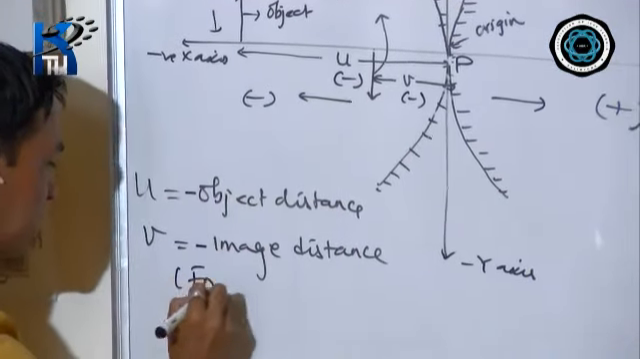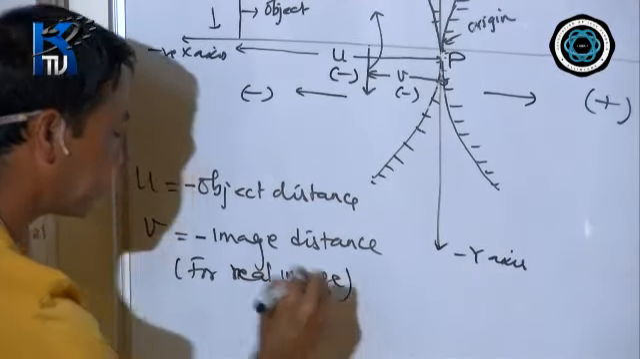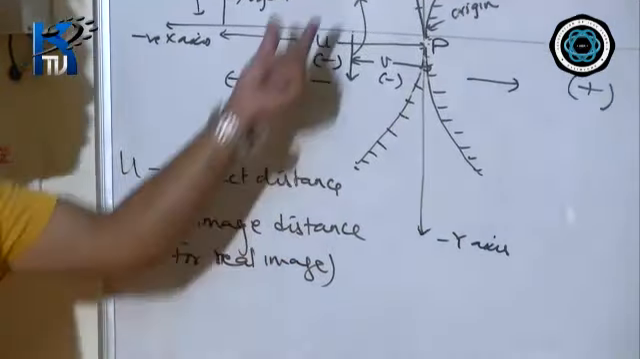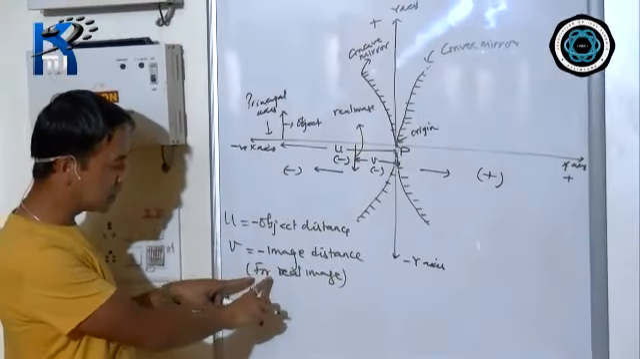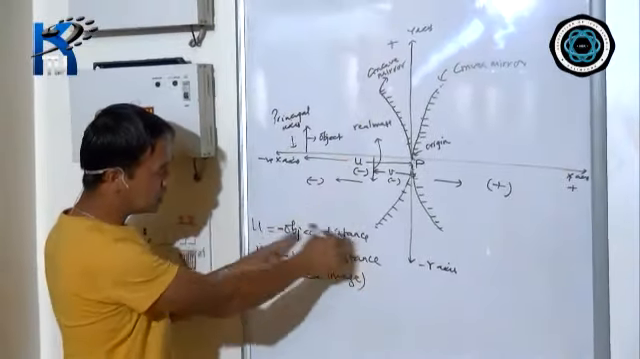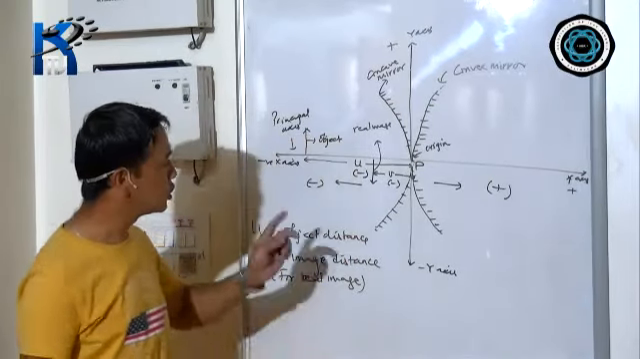This is for what image? For real image. So when a real image is formed by the concave mirror, your image distance, as I am writing the sign, is taken as negative. And object distance is always negative. Now this is the case of concave mirror forming a real image.